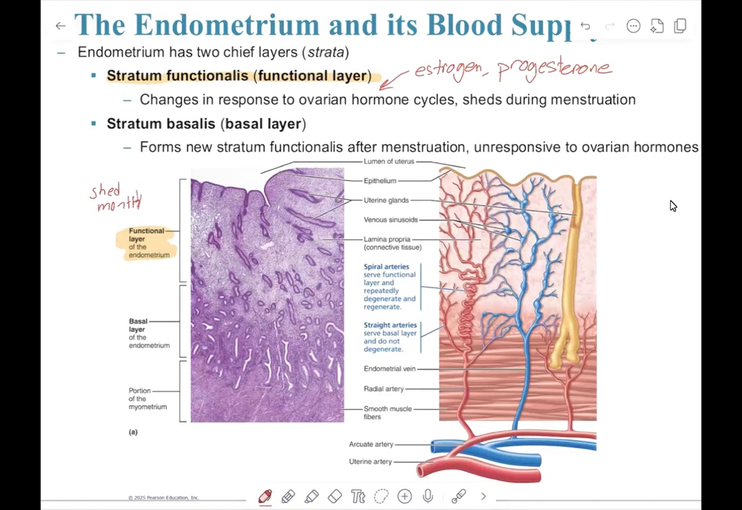So the bottom layer under the functional layer is the basal layer, and it's unresponsive to ovarian hormones. It will form a new stratum functionalis, kind of like how you learned in the skin chapter that the stratum basalis of the epidermis would form new superficial layers of the epidermis. It might do something like that. So the next layer then is that myometrium, which remember is responsive to the oxytocin.